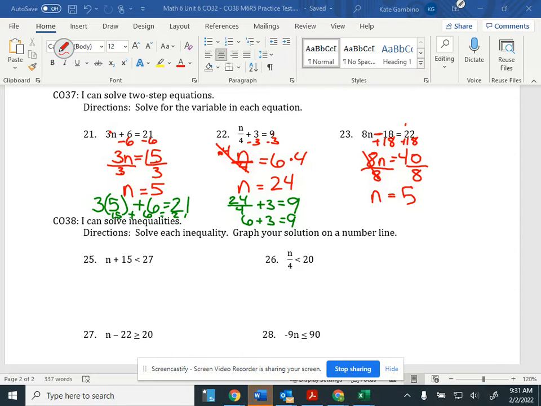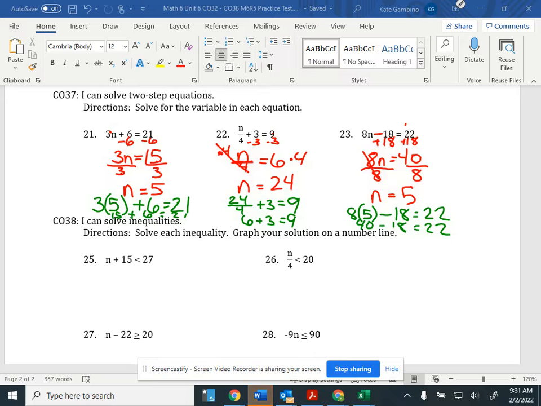5. So I want to check my work. 8 times 5 minus 18 equals 22. 8 times 5 is 40. Minus 18 does equal 22. I did my math correctly. Any questions on the two steps?